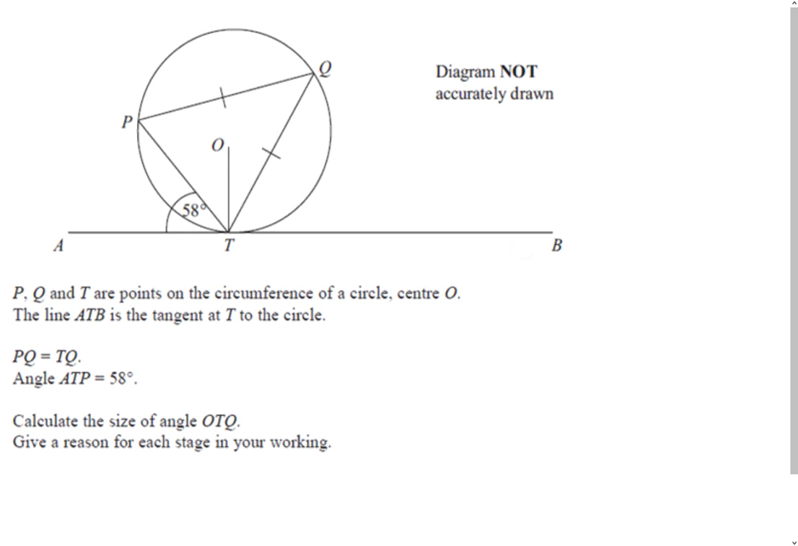P, Q, and T are points on the circumference of a circle, center O. We've looked at that center O, and we know radius meets tangent. So 90 minus 58 is 32. We can see that's an isosceles, but we can't do anything with it yet. But when I see a tangent, there's a triangle there, so it's the alternate segment. If that's 58, that means that's 58. That 32 is radius meets tangent. The reason that's 58 is alternate segment.